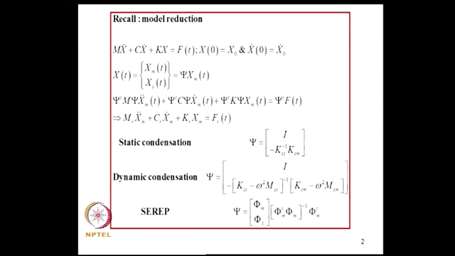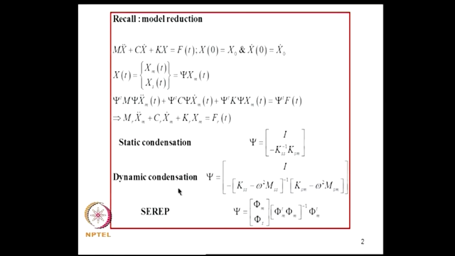There are different model reduction schemes, they differ in their definition of this matrix psi. In static condensation technique, the slave degrees of freedom are taken to be related to the master degrees of freedom through relations which are strictly valid only under static conditions. So, we derive the relation between x and xm using static equilibrium equations, and this is the psi matrix.